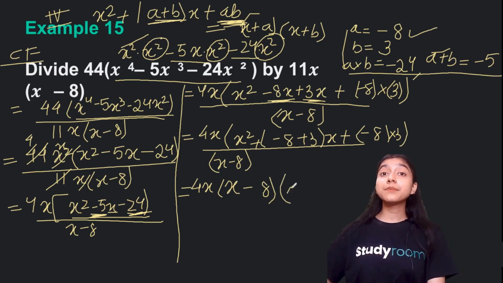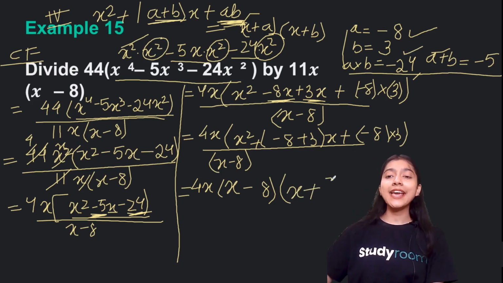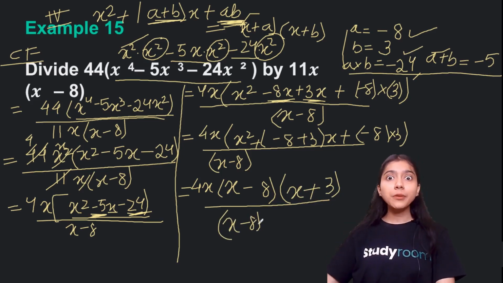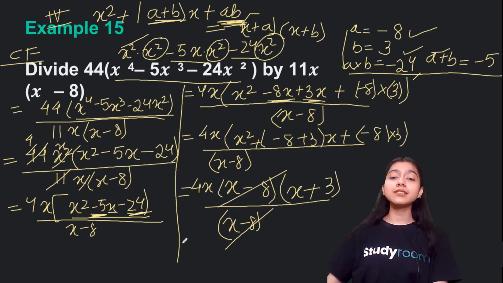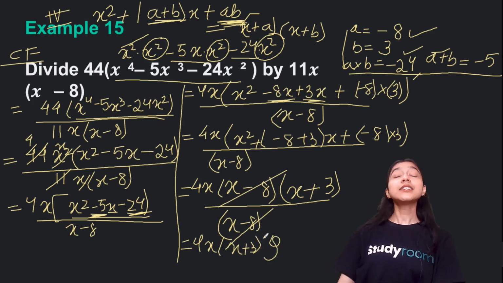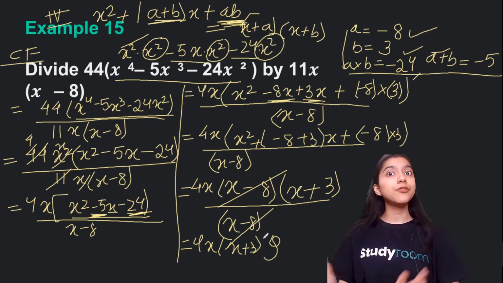And then we have to multiply it with x plus b. What is b? b is 3. So it will be x plus 3 whole divided by x minus 8. Now, by using the common factor method, we can see that this x minus 8 gets cancelled out with x minus 8, leaving behind 4 times x plus 3 as the quotient. So this will be our final answer, which is the quotient when we divide these two given polynomials.